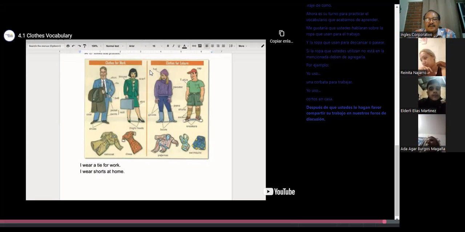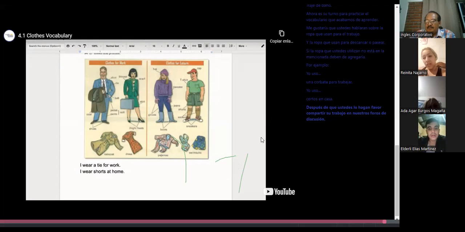Right, long sleeve shirt. Yes, yes, yes, Carlos. Long sleeve. Where is a skirt, Eva? Yes, a skirt is la falda, right? It's for work. Yes, that's correct. What else?